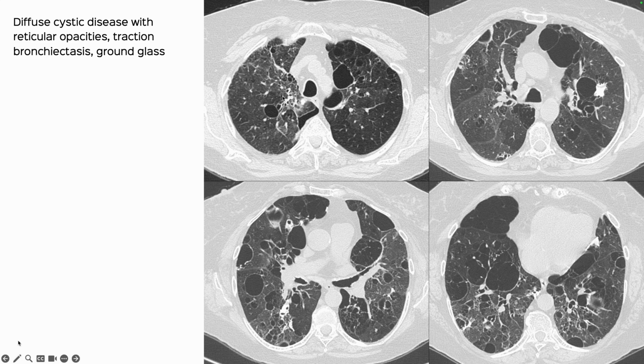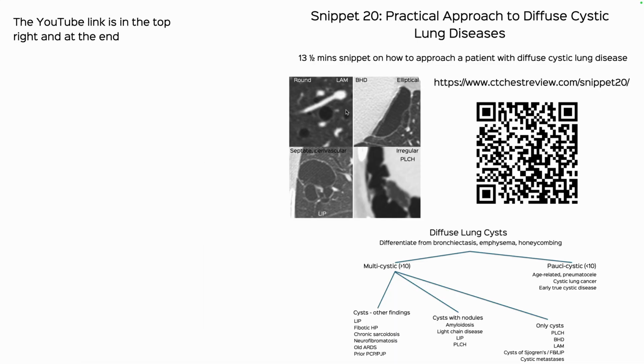So we've got reticular opacities, traction bronchiectasis, as you can see here. There's intervening ground glass. So there is an interstitial lung disease accompanying the diffuse cystic lung disease.